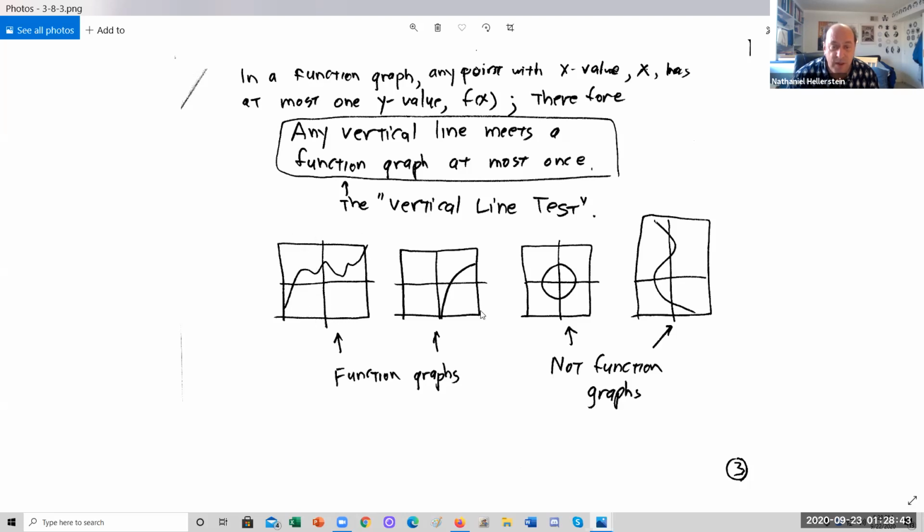It's a function graph. Here's another function graph. It's something called a logarithm. And vertical lines will meet it once. Some places it won't meet it at all, but that's okay. It's just that these negative values are not in the domain. Here, however, this is a graph of a circle, and it is not a graph of a function because this vertical line meets it twice. And this Z-shaped graph meets this vertical line 3 times, so it's not the graph of a function either.